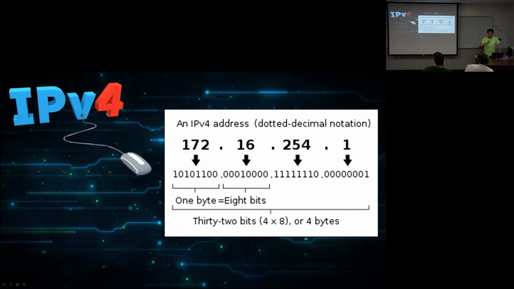So how do you actually get data from point A to point B when you have points C, D, and E? What IP addresses allow you to do is route that data based on a set of rules. We'll get into how that actually works later on.